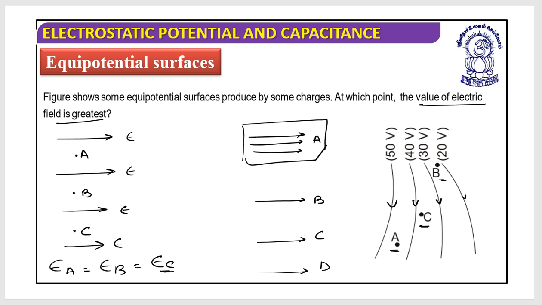So in this case, if I compare A, C and B, the electric field lines are more concentrated at B as compared to C and A. So the electric field is greatest at location B.